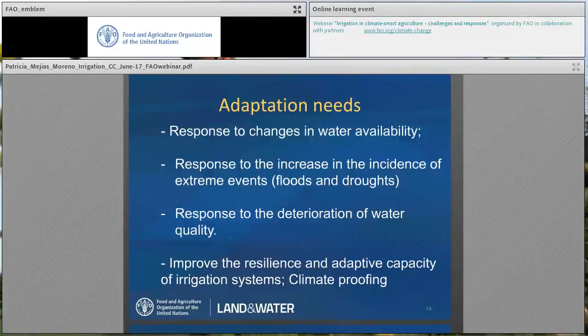So when we look at the adaptation plans of the different countries, we can see that the adaptation needs may be different. They could be related to changes in water availability, to increasing the resilience to the incidence of extreme events such as floods and droughts, to the deterioration of water quality, or to the need to improve the resilience and adaptive capacity of irrigation systems, what we call climate proofing of irrigation infrastructure.